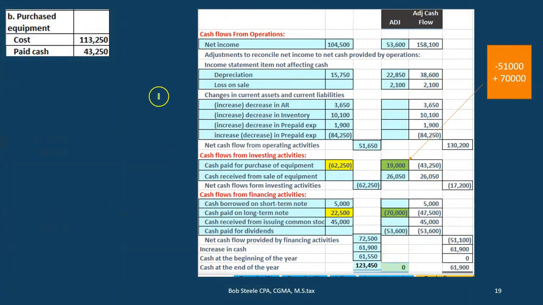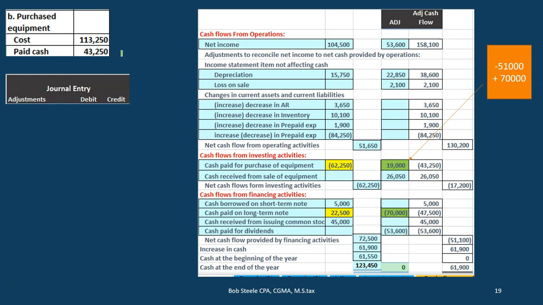All right, so then we have the next item that happened. We have the purchase of equipment. We're taking a look at this next yellow item, and we're going to dig down on that and say we had a purchase of equipment. Is there anything else related to that in basically the equipment account? And here we had a purchase of equipment which cost $113,250, and we paid cash $45,250 for it. So what must have been the journal entry?